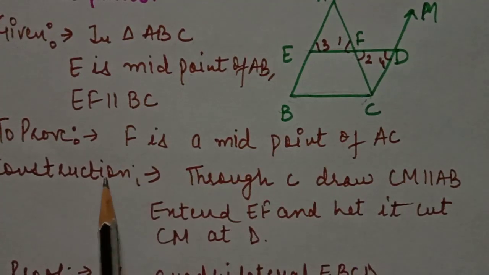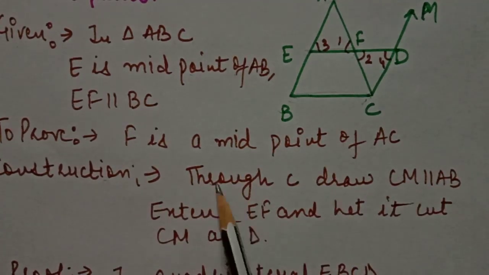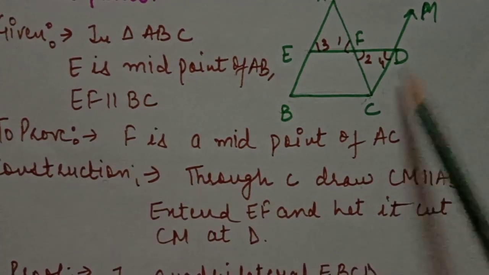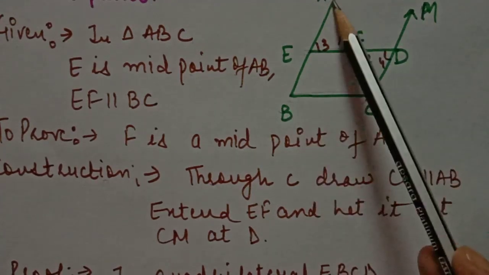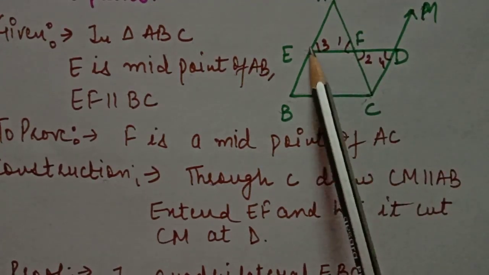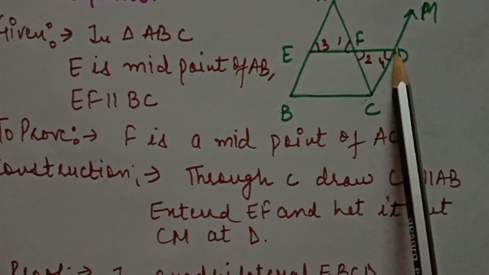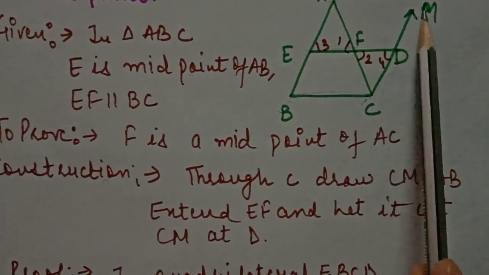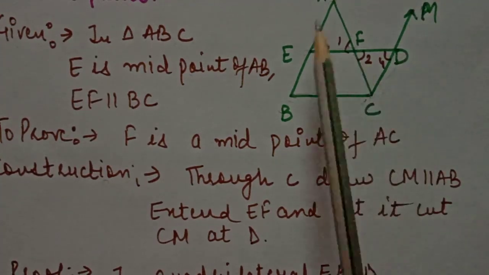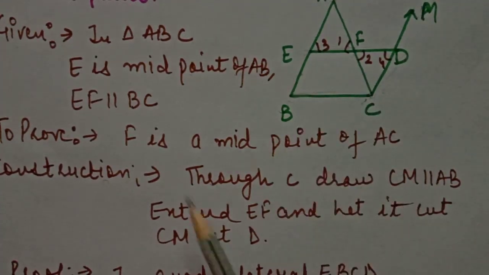So students, we have to do a construction again in this question. Through C, draw CM which is parallel to AB. In the previous question, we extended EF so that EF and FD were equal to each other. But in the converse of the midpoint theorem, we will produce this line CM like this, so that it is parallel to AB. Extend EF and let it cut CM at D.